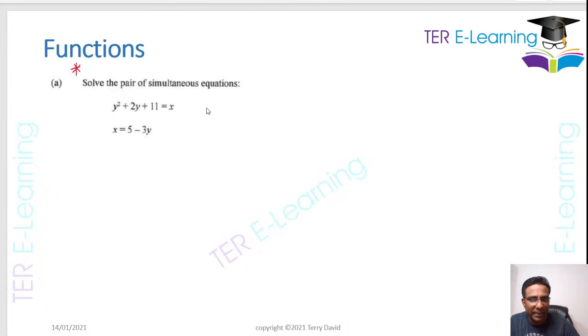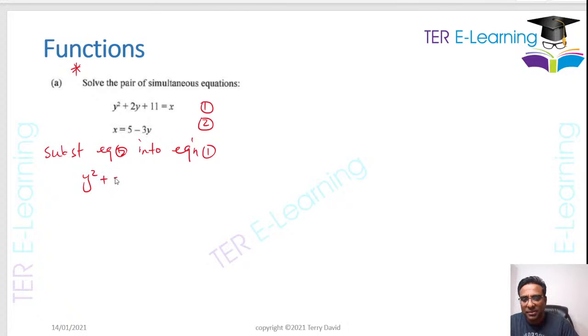So what we're going to do is label our equations: equation 1, equation 2. And I'm going to substitute equation 2 into equation 1. That's what I'm doing. So this is going to become y squared plus 2y plus 11 is equal to 5 minus 3y.